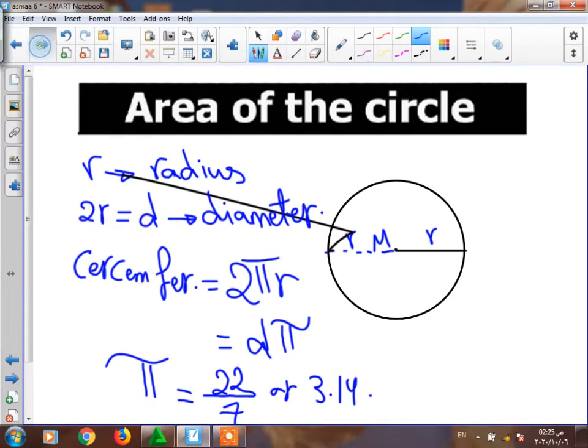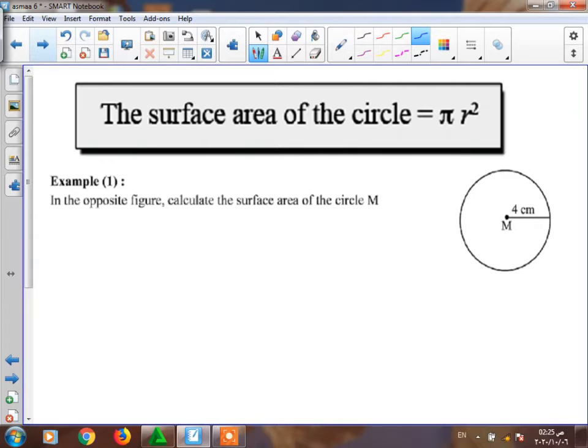But today we will be talking about the area of the circle. What is the meaning of the area of the circle? The area of the circle means we measure the interior space inside the circle and also the length of the outline. This whole region is called the area of the circle.